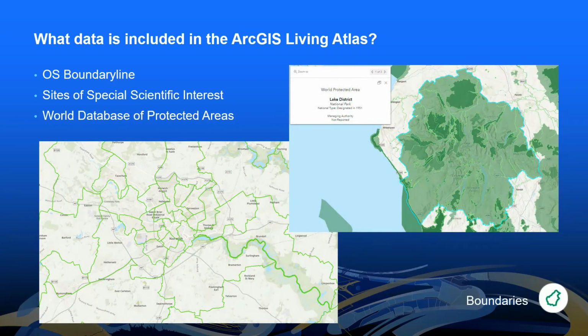Understanding the location of boundaries is vital for many organisations, and within the Living Atlas you can find a range of boundary datasets. This includes administrative boundaries, such as OS boundary line, and also environmental boundaries, which includes datasets specific to the UK, such as sites of special scientific interest from Natural England, as well as global datasets such as the World Database of Protected Areas.